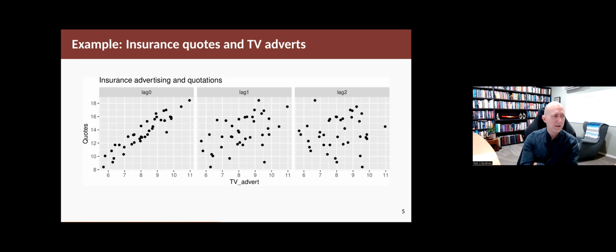So here's a graph of quotes against television advertising expenditure. You can see for lag 0, there's a very strong relationship. Current advertising affects quotes in the same month. Lag 1, you can see that there's still a positive relationship. So advertising last month is affecting quotes in this month. It takes people a while to call up and get a quote. Lag 2, that's advertising 2 months ago. There's no obvious effect there in the graph. That doesn't mean that it's not there in the data, but we can't see it in this particular visualization.